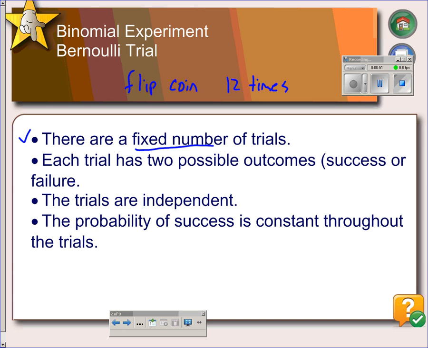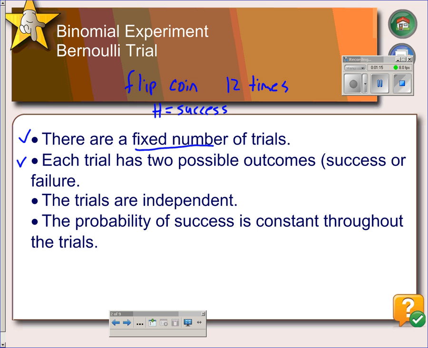Each trial has two possible outcomes, success or failure. In order for one of the outcomes of the flip of a coin to be success or failure, we have to define success. So we're going to say that heads equals success. And so now we have two possible outcomes: heads, which is success, tails, which is failure.